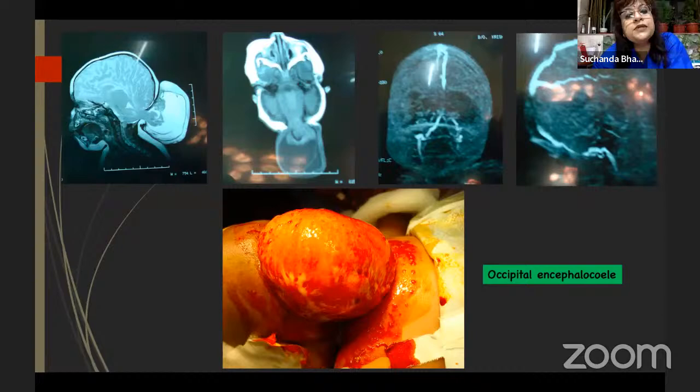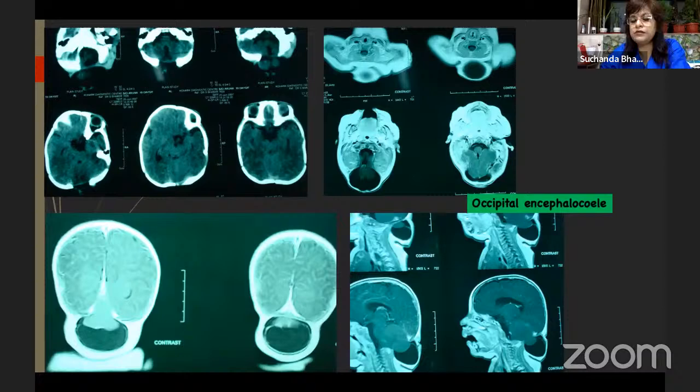Above the sinus or below the sinus, and they're the common ones. Around 75% of encephaloceles are occipital, the rest are frontonasal. So this is an example, and this is another example of an occipital encephalocele. The repair is pretty much simple, and you need to repair them and then it gets cured.